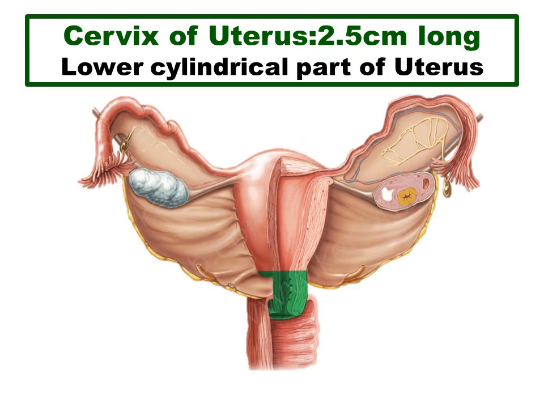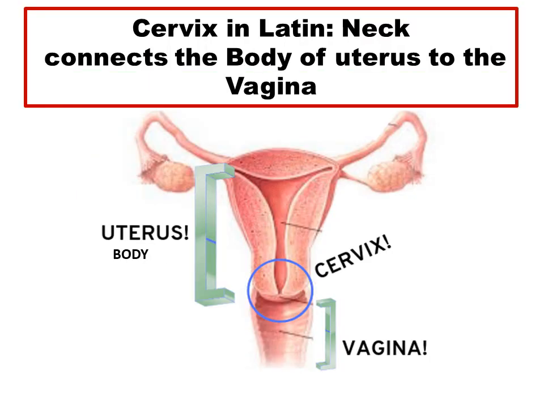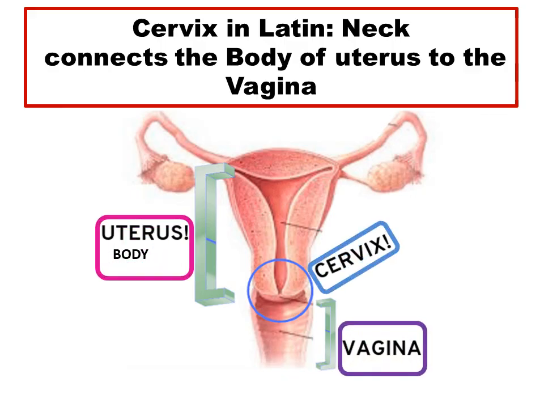Now coming to the cervix of the uterus. The cervix of the uterus is roughly 2.5 centimeters long. It is the lower cylindrical part of the uterus. Cervix is a Latin word which is equivalent to the neck. It connects the body with the vagina.